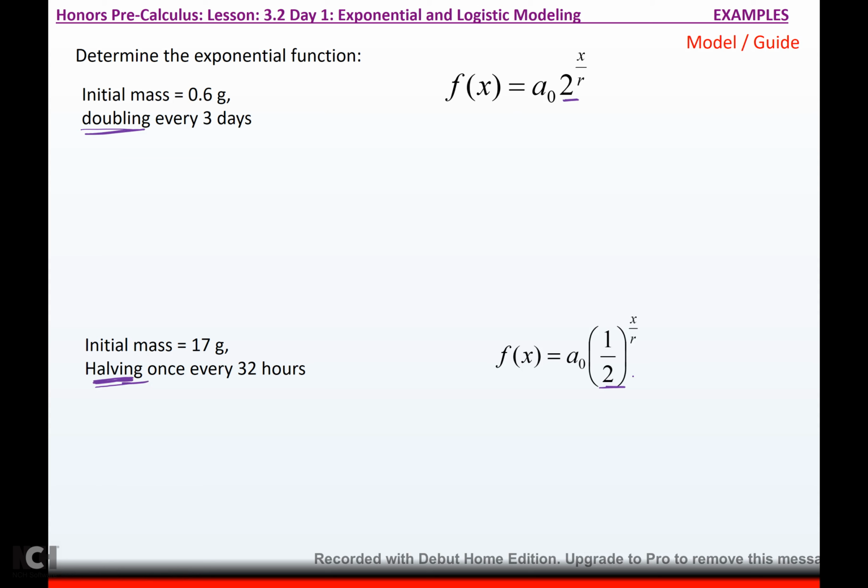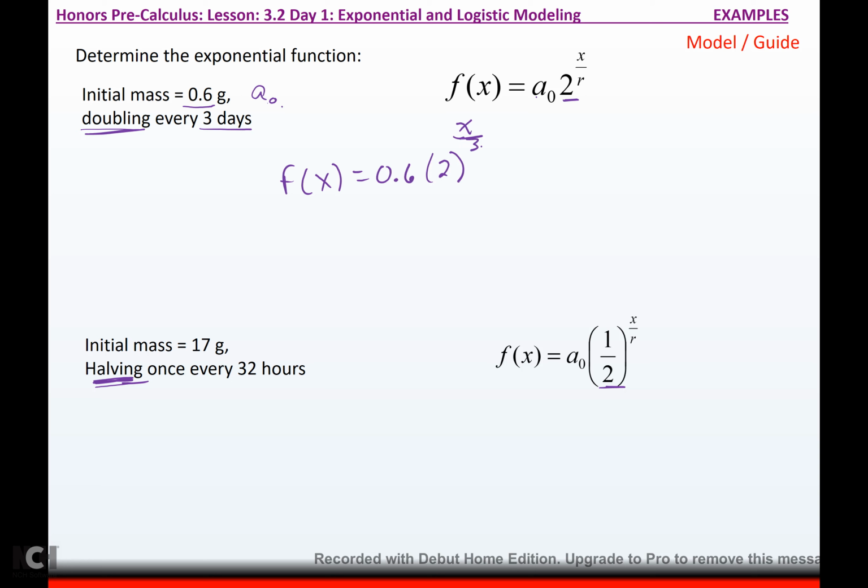So, for this one, we have my a sub naught, initial mass. Anytime you have that sub naught, that means the starting, the initial point. Okay, so my a sub naught is 0.6, and my rate is 3. So, if we plug those in, my function is 0.6 times 2 to the x over 3.